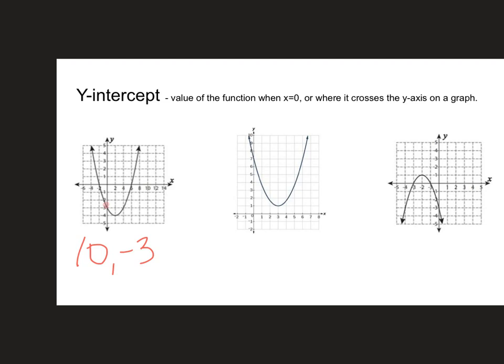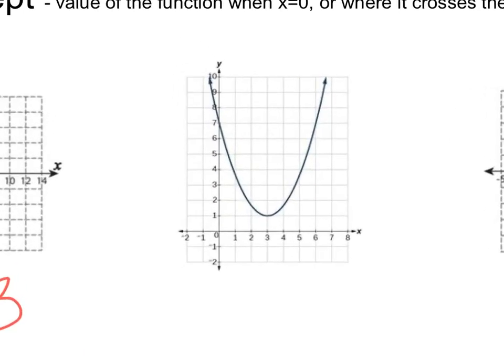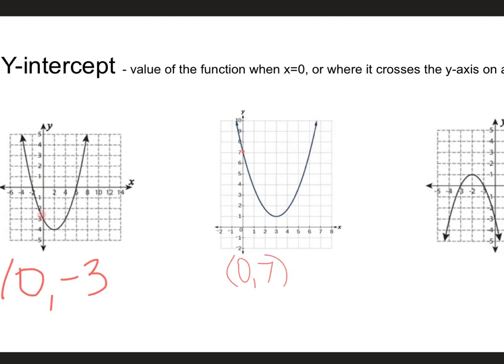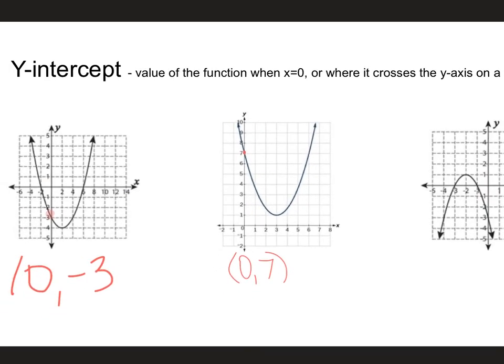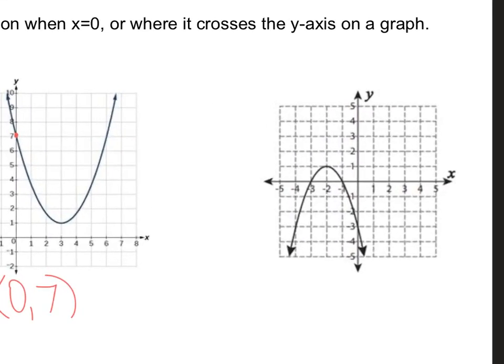For our second quadratic, here is where our y-intercept would be, and that would be at the point 0, 7. And again, for the third one, if you want to pause, try it on your own, you can. This one would have a y-intercept at this value of 0, -3. So that's where the function is at when x is 0.